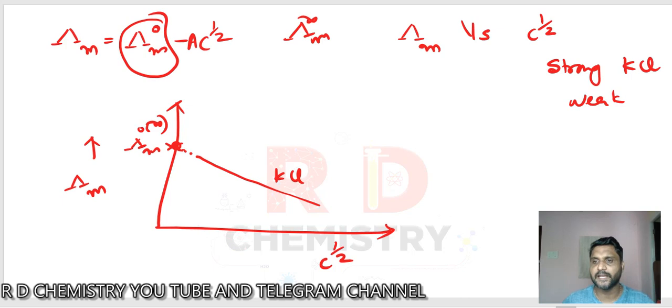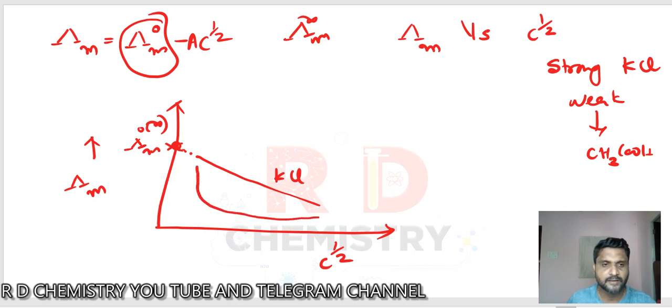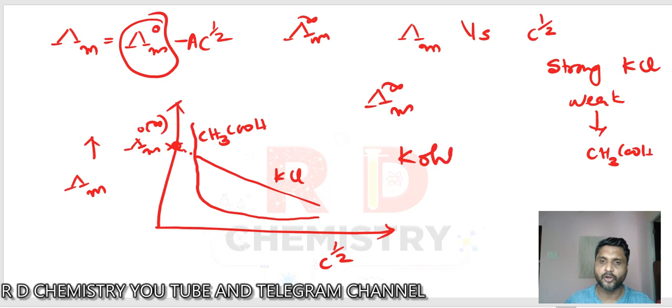If I take a weak electrolyte like acetic acid, CH3COOH, then what will happen? The graph won't be similar. We get a graph like this. It increases, and suddenly increases like this. So this is for acetic acid. This graph will not touch the y-axis. That means we cannot calculate lambda m infinity, or lambda m0, for weak electrolytes. And for that reason, we make use of Kohlrausch law to find the limiting molar conductivity for weak electrolytes, which can also be applied for strong electrolytes.